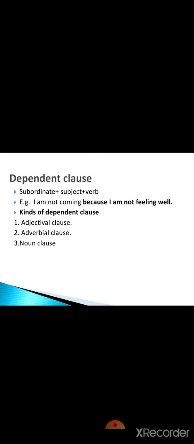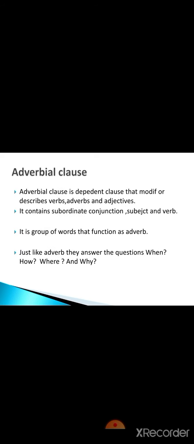Kinds of the dependent clause. The kinds of the dependent clause are adjective clause, adverbial clause and noun clause. Now let us discuss what is meant by adverbial clause. Adverbial clause is dependent clause that modifies or describes verbs, adverbs or adjectives. It contains subordinate conjunction, subject and verb.